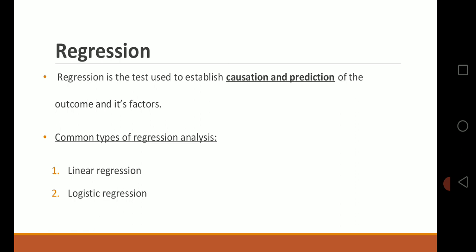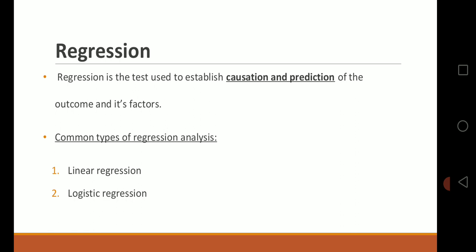That means we have factors that affect a certain outcome, and we want to assess whether these factors are true causes of the outcome or not. Or we want to predict the outcome based on these factors. Okay, and all of these are variables that we assess together.